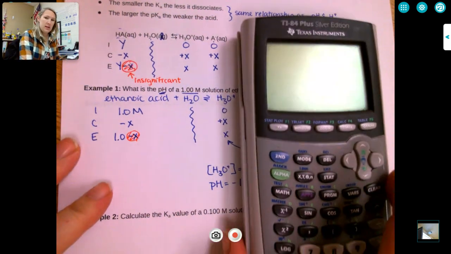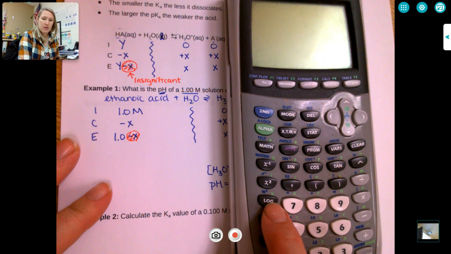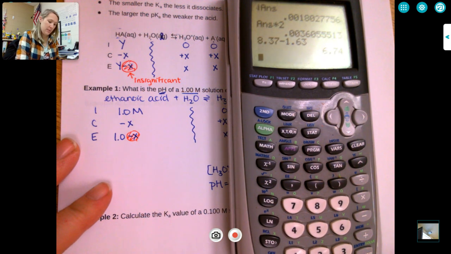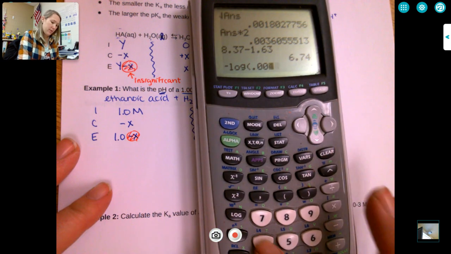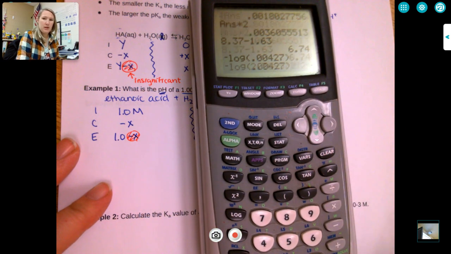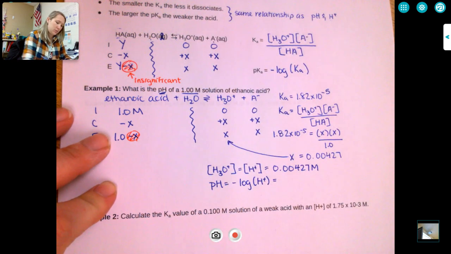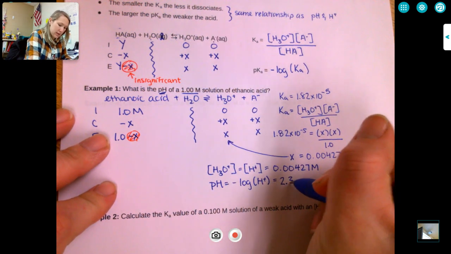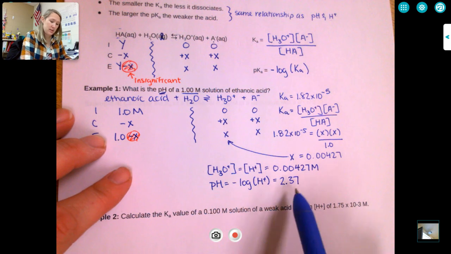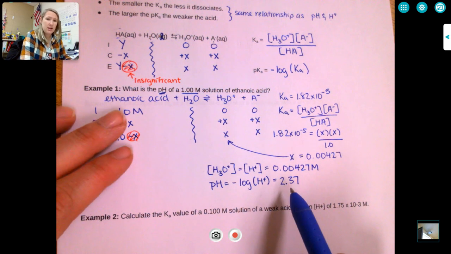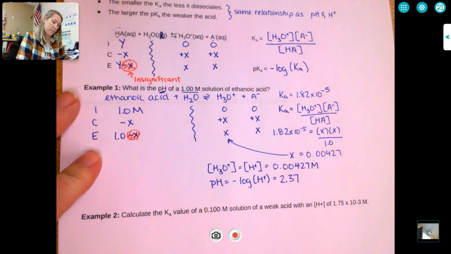I'm going to plug that in by using our log button here. So negative log 0.00427, and I get 2.37. So my pH is 2.37, which makes sense. This is an acid, it's acidic, and it has an acidic pH.